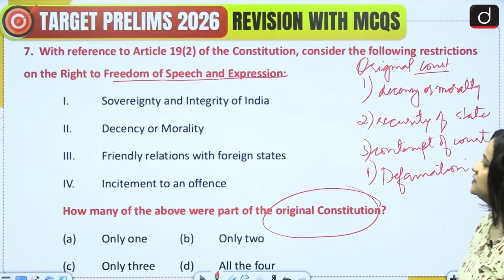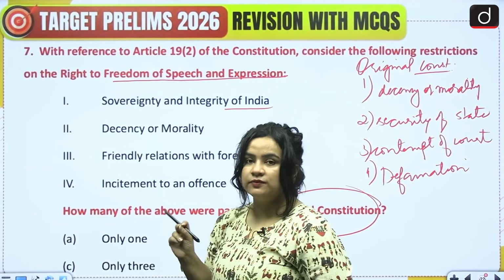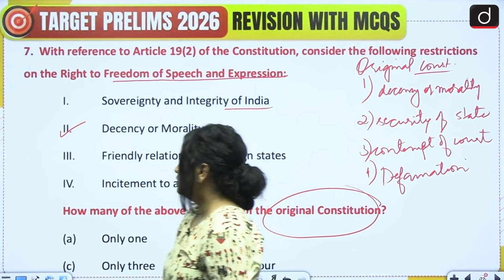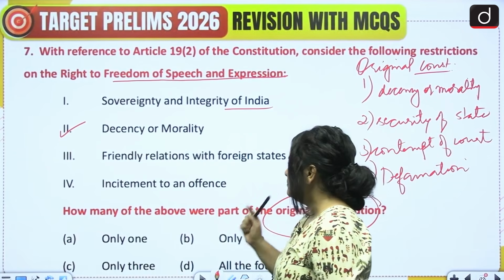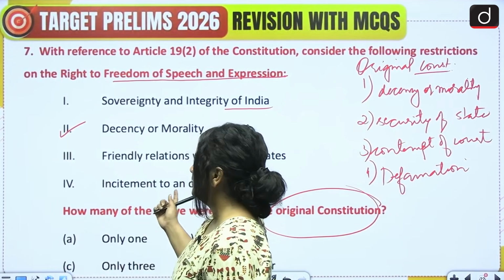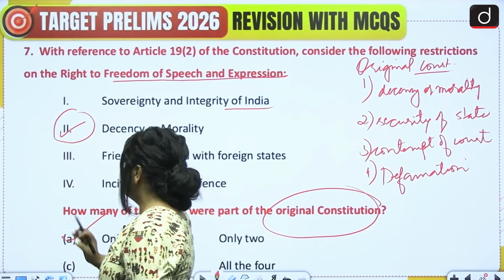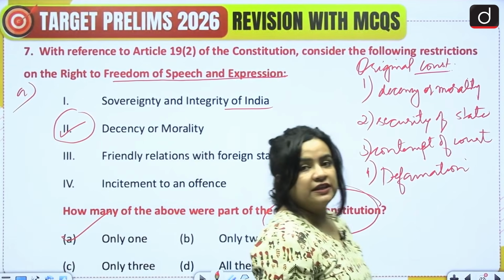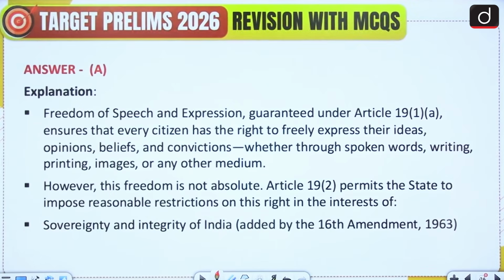So let's take a look at this. The options here are sovereignty and integrity of India. This was indeed the last one to be added. It was added in 1963. Decency or morality, of course, was a part of the original Constitution. Friendly relations with foreign states was added later by the First Amendment, and incitement to an offence was also added by the First Amendment. So we have only one of the options that were a part of the original Constitution, and hence option A is accurate. Now we have this explanation in detail. You might want to take a look at it.